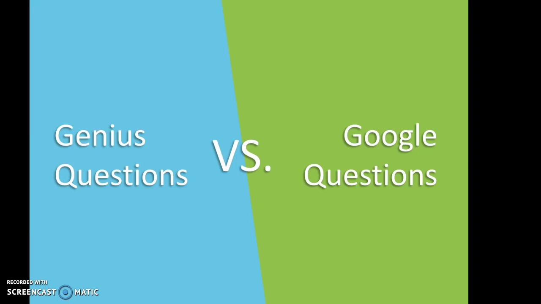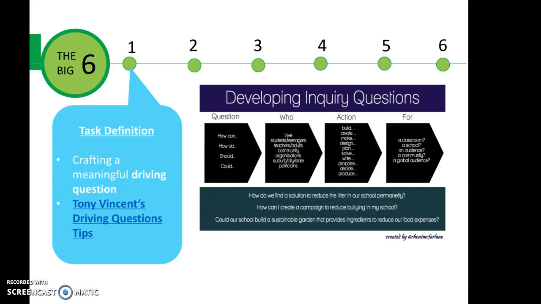Genius questions and Google questions are very, very important. A Google question would be something like, how fast does a cheetah run? You can Google that, get a definitive answer. A Genius question would be something like, why does a cheetah run so fast? It doesn't have one clear-cut answer. So those are the types of things that we help students develop during Genius Hour. And then from there, they take off on their research.